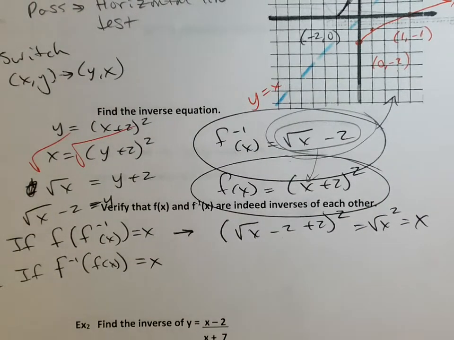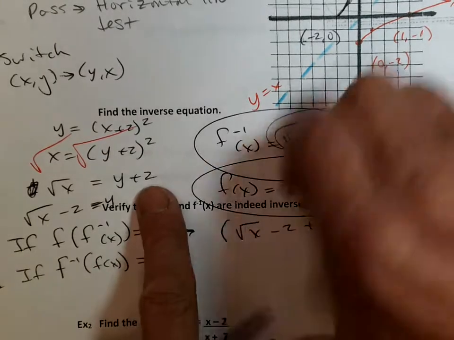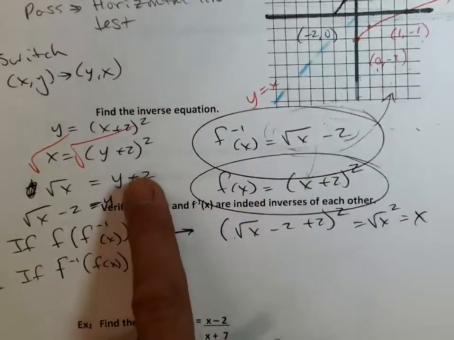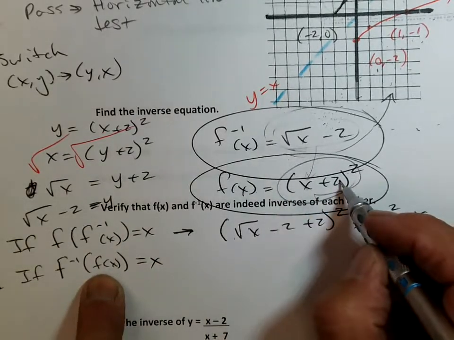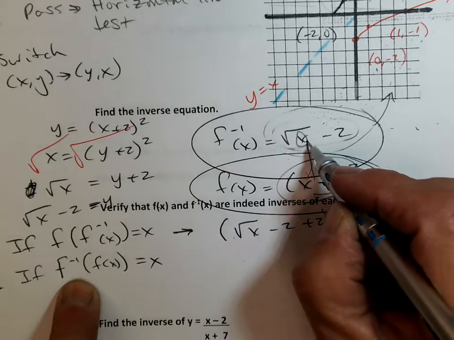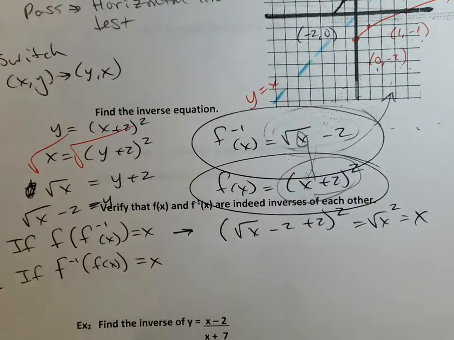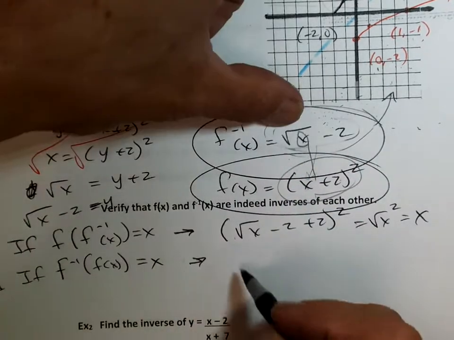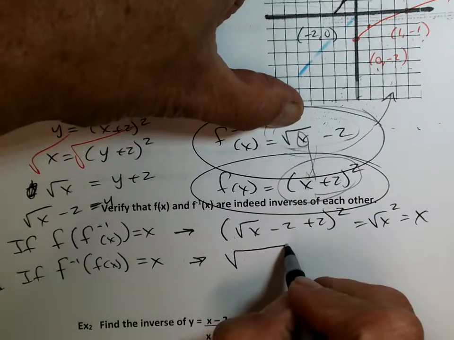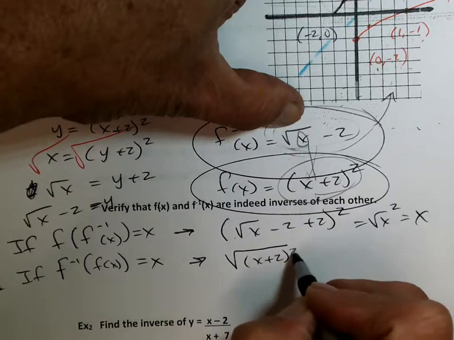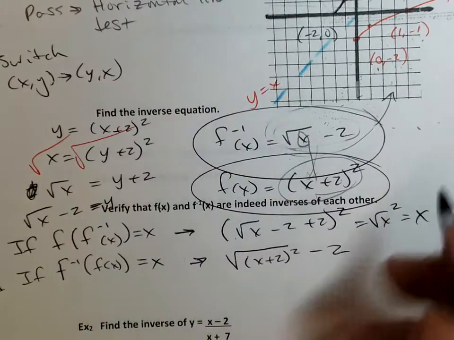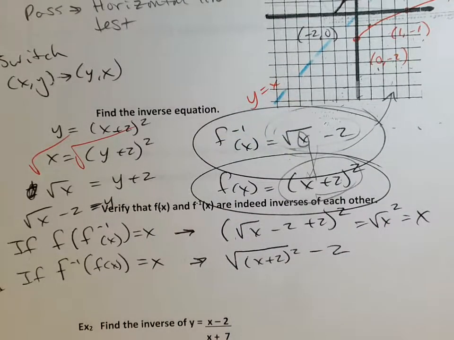Okay, now to prove it the other way, we're going to do just the opposite. I'm going to take my f of x, which is this one, and plug it into my f inverse. So I'm going to plug it right into there. Let's see how that works. So I'm going to go square root of (x plus 2) squared minus 2. One more time, here's what I did. I'm taking this equation and putting it right there.